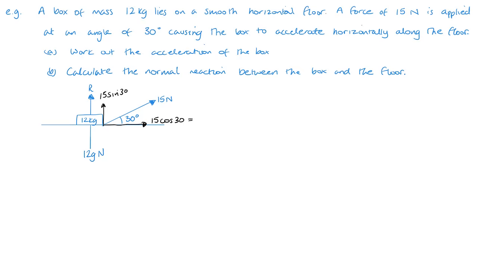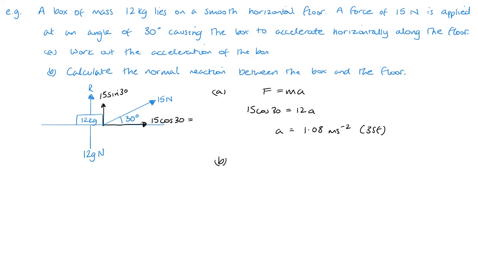Okay, so looking at part A, we want F equals ma. Now that horizontal force is 15 cos 30. Its mass is 12 and a we want to find. And 15 cos 30 divided by 12 is 1.08 meters per second squared to three significant figures. So there's that one done.